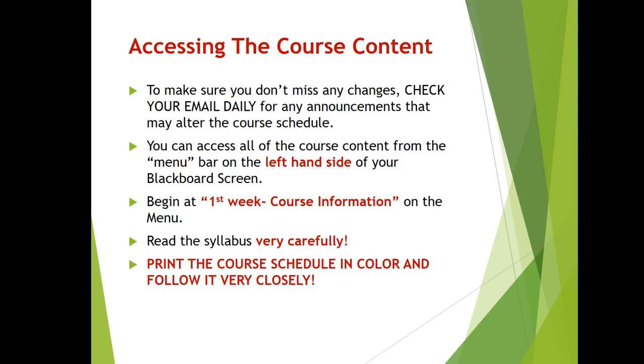When we're looking at the course content, as I said, check your schedule, but also you should be checking your Ferris email daily to make sure that you're not missing any announcements. You can access all the course content from the left-hand side of your Blackboard screen when you open it up. And I'm assuming since you're looking at this video, you've already figured out to begin with first week course information. And again, read the syllabus very carefully, particularly to understand what academic dishonesty is.